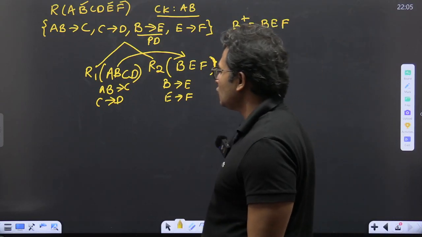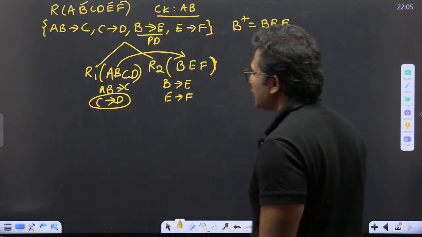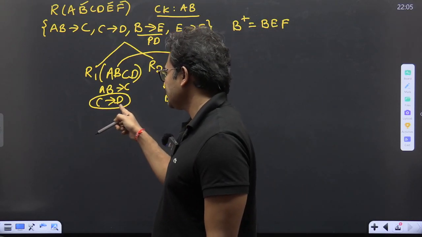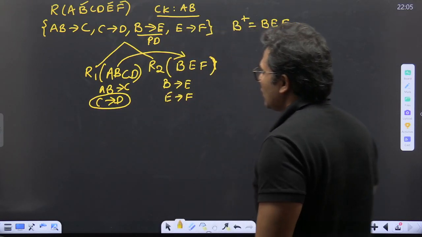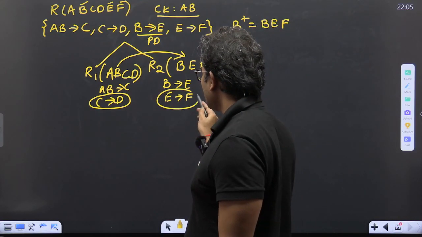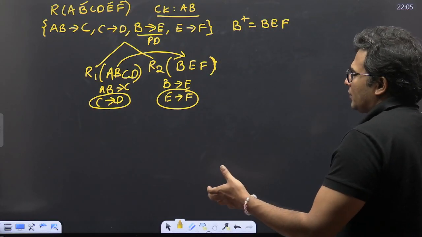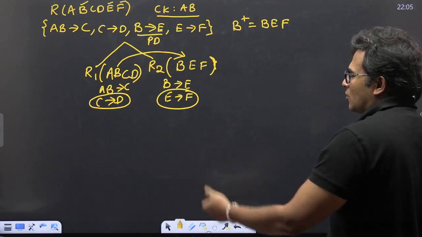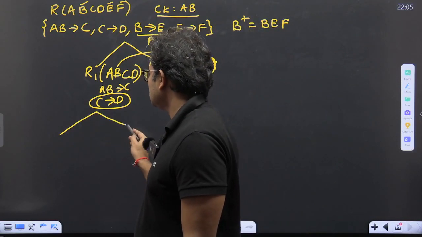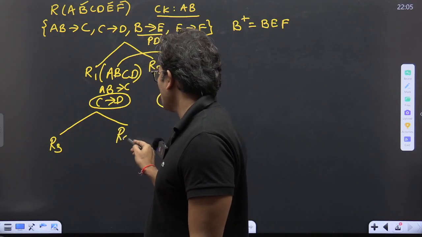Now, if you look at this functional dependency, C determines D, the left side is not a super key and the right side is not a prime attribute. Therefore, this is not in third normal form. Here also, the left side is not a super key and the right side is not a prime attribute. Therefore, it is not in third normal form, right? So in order to get into third normal form, we might have to decompose this again into R3 and R4.